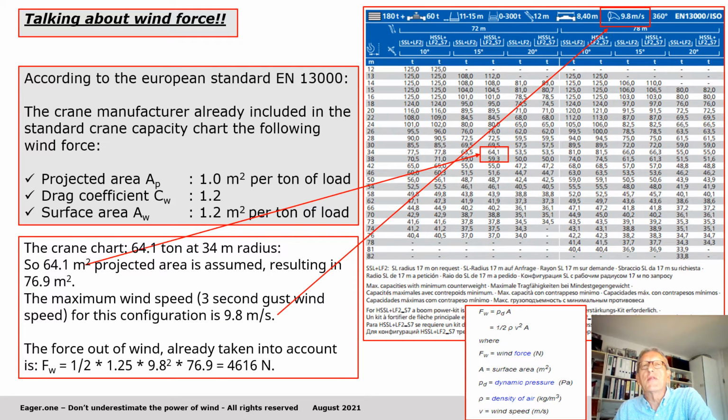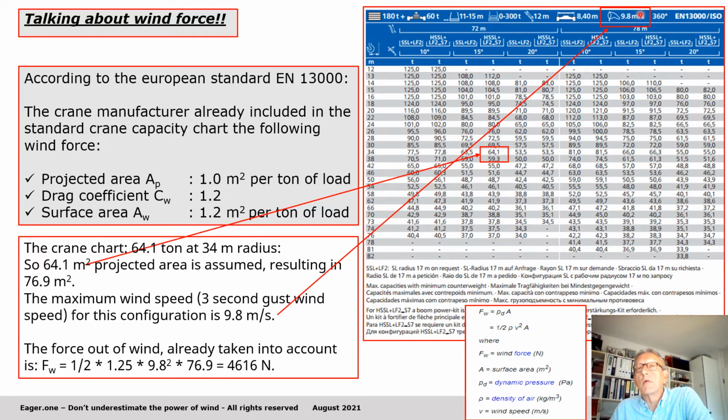Why is this surface area of the load so important? Because the European standard EN 13000 already includes a projected area of 1 square meter per ton of load in your capacity chart. So every crane manufacturer who designs a crane in accordance with this EN 13000 already considered a projected area of 1 square meter, a drag coefficient of 1.2, so resulting in a surface area of 1.2 square meter per ton of load.